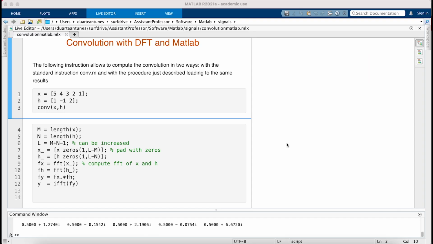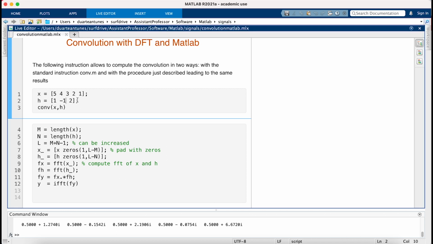Let us now see how to apply the procedure to compute convolution using the DFTs that we have just discussed, but now using MATLAB. We'll pick two arbitrary signals, x and h. The way we define these signals is by simply defining vectors for each, and we can assign the meaning that they start at 0. For instance, vector h is equal to 1, minus 1, 2. And this means that the signal h of n is equal to 1 when n equals 0, to minus 1 when n equals 1, and to 2 when n equals 2.